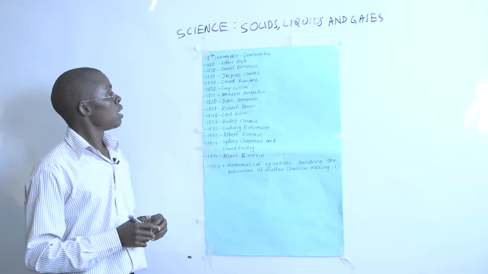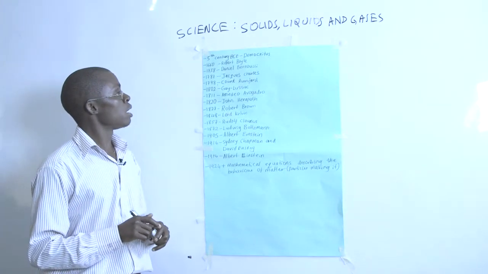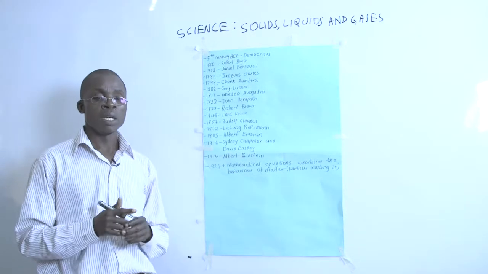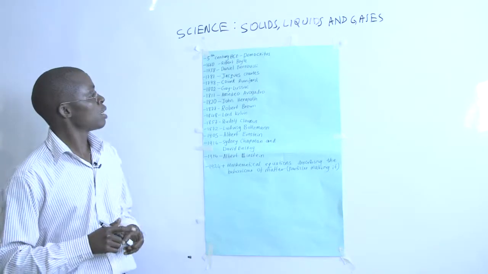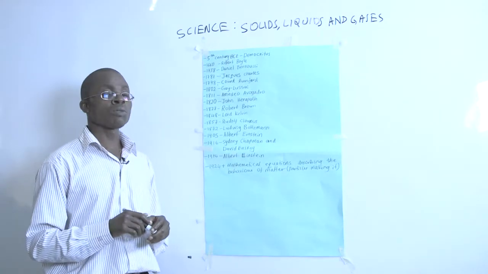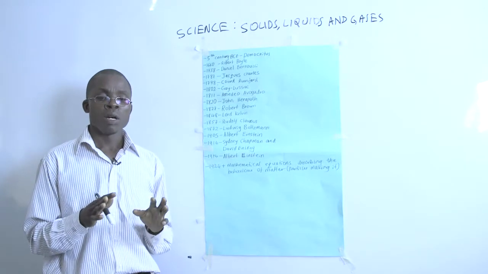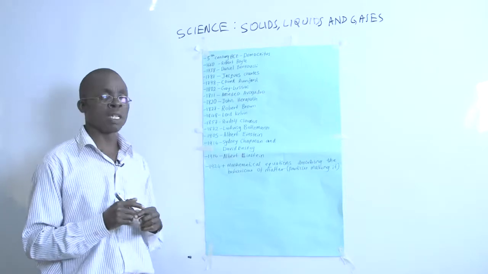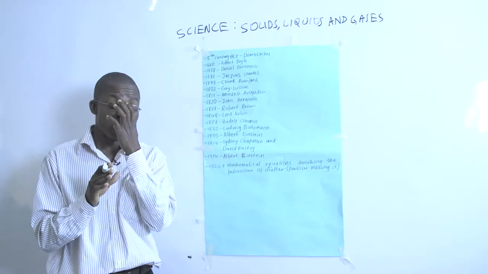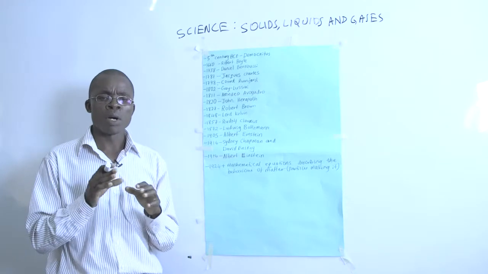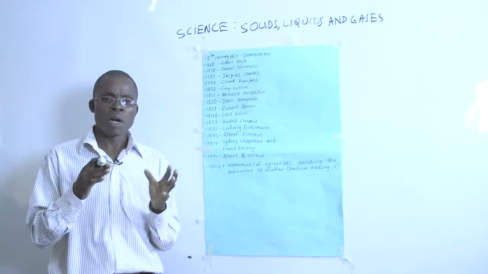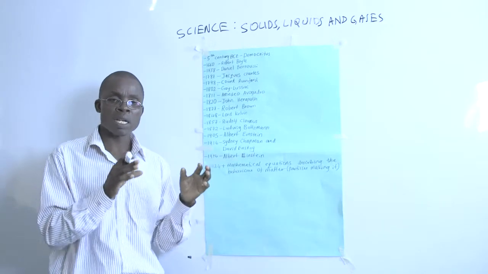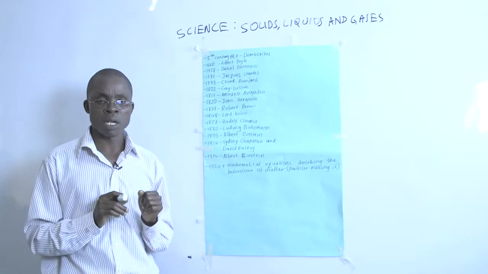Our next scientist is Daniel Bernoulli. This is a scientist who came up with one of the best ideas in terms of kinetic theory of matter, though he didn't directly connect it to kinetic theory of matter. But as you look at it in terms of how he was explaining it, then you discover that it has a direct linkage to kinetic theory of matter.